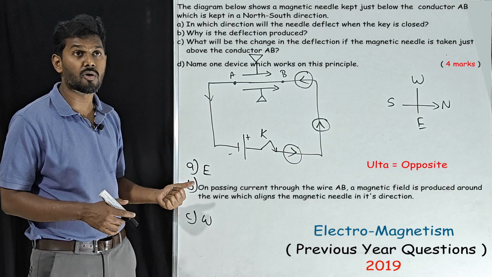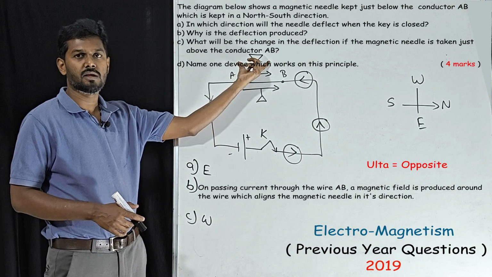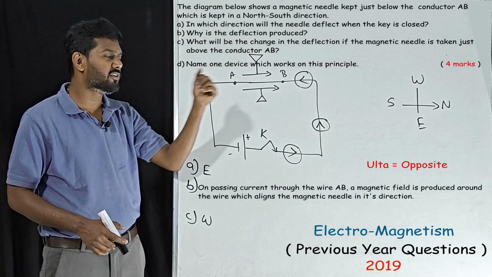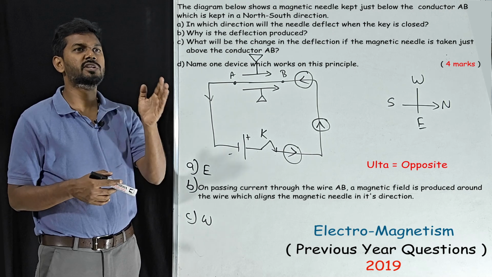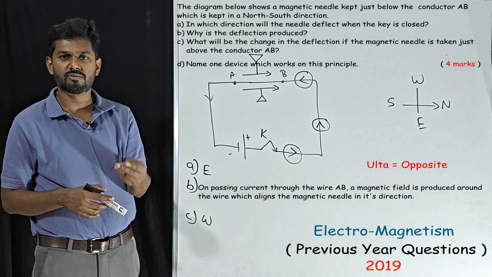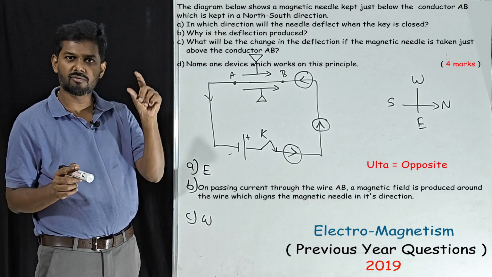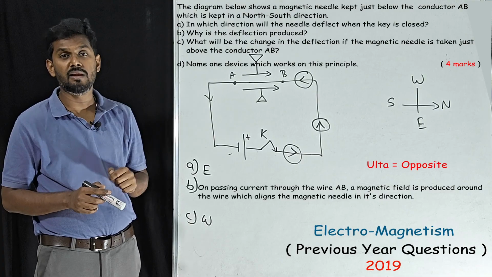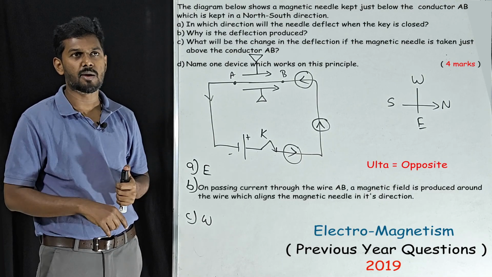See, this is very much important. When the needle is kept above it, you're not going to keep it like that. We are going to keep it like this, inverted, then everything will be opposite. Next, name one device which works on this principle. Very simple. Wherever we have a magnet inside a device, that is an example for these kinds of things. One is loudspeaker. In loudspeaker we have a magnet, and in electric bell we have a magnet, so it's an electromagnet. Then these are the examples.